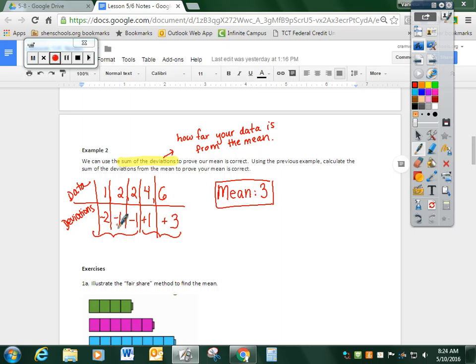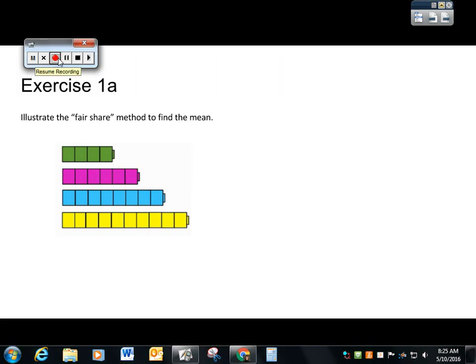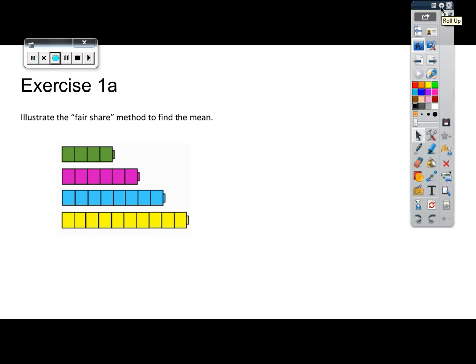-2 plus a -1 and a -1 means you have 4 negatives. 3 plus 1 means you have 4 positives. Now this is really cool. If your mean is correct, the sum of your deviations should equal 0. When you put -4 with a +4, you do indeed get 0. Now I would like you to try the exercises on your own to see how well you understand the lesson that I presented.